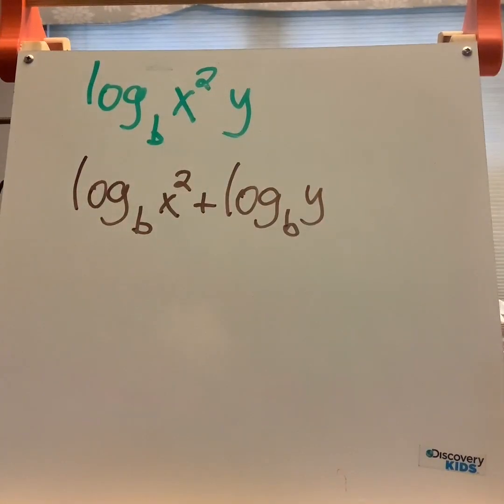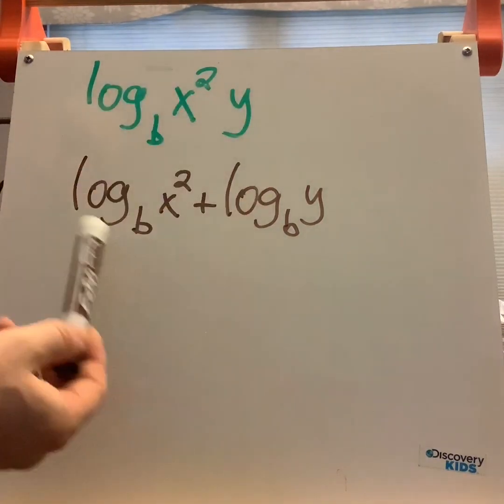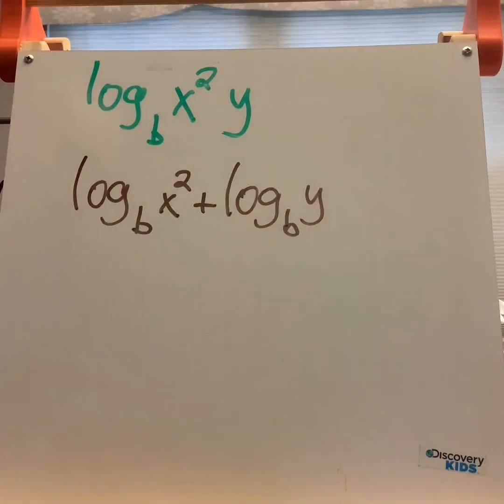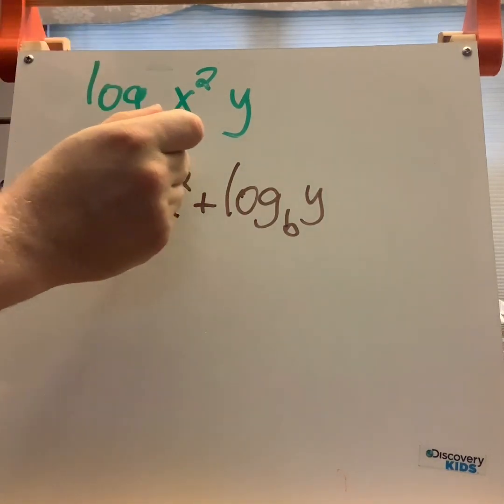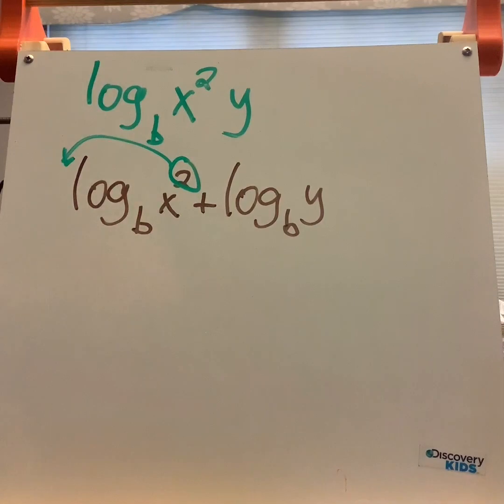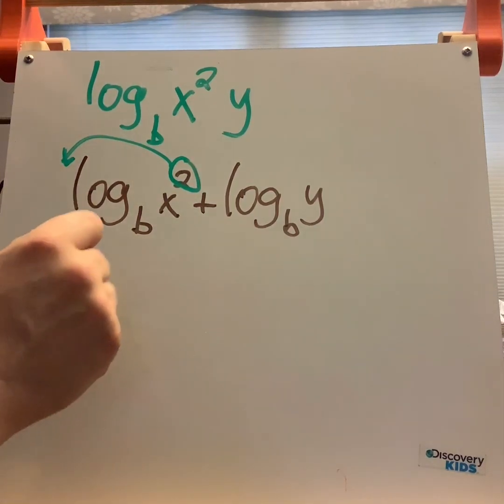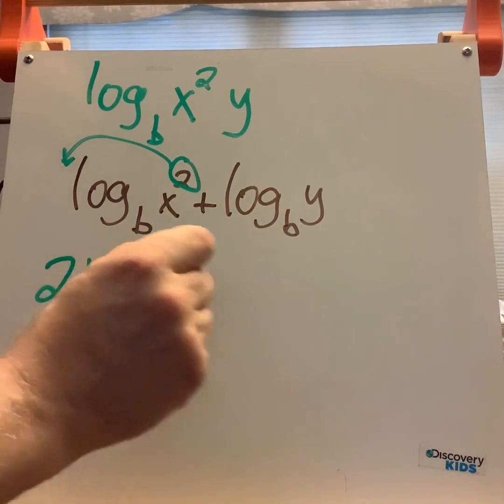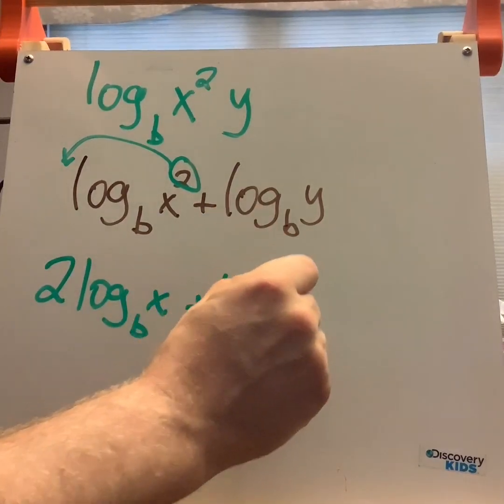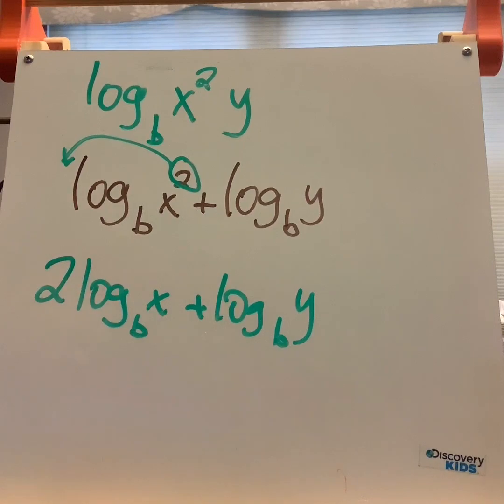All we did was use our first rule that we went over, our product rule, and said, all right, x squared times y, we're going to break that up into the log base b of x squared plus the log base b of y. Now we have to deal with this power rule and this exponent of 2, which is going to be kicked out into the front, and it's going to become 2 log base b of x plus the log base b of y. So notice, only that log base b of x expression is being multiplied by that 2. That means that only the x is being raised to the power of 2.